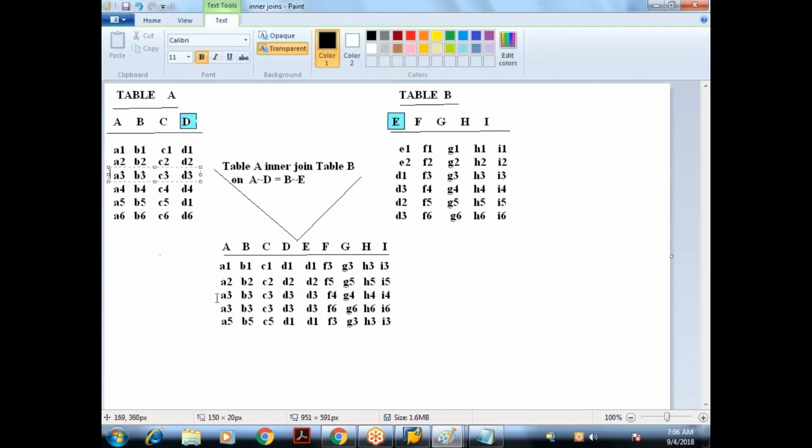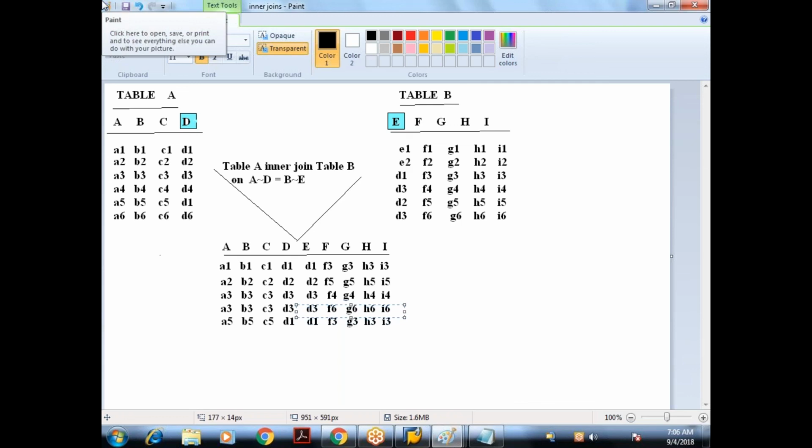Again, the same row A3, B3, C3, D3 from the left hand side. What is the other matching row? D3, F6, G6, H6, I6. So it will take all the matching rows one after the other. Is it clear? Yeah, that's clear.